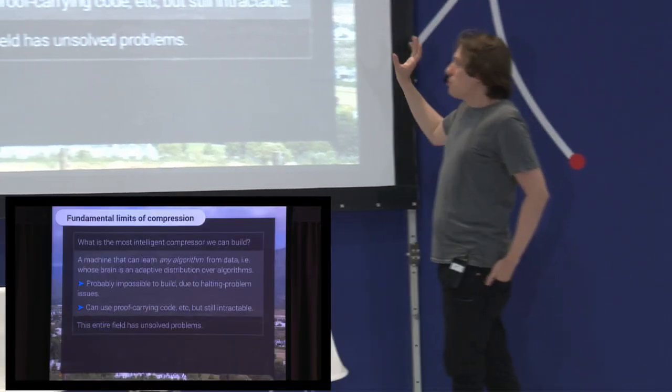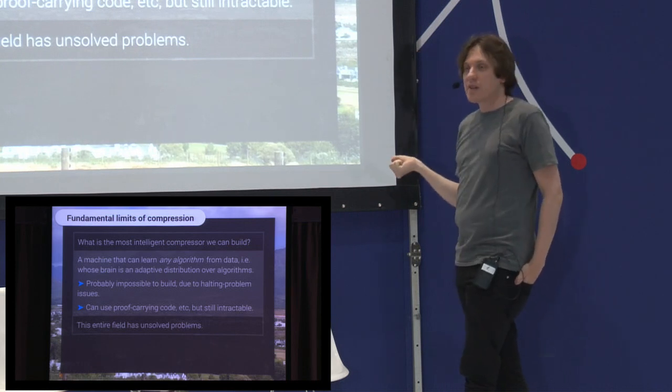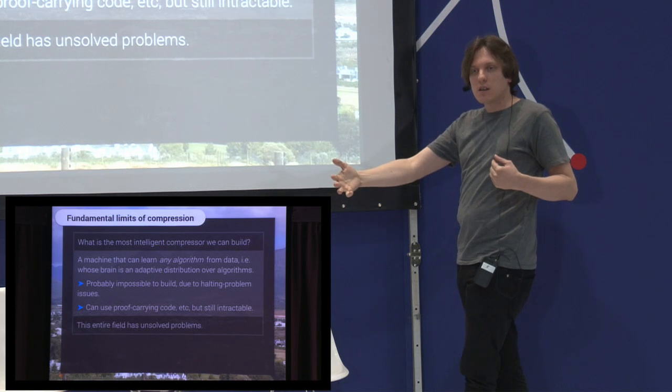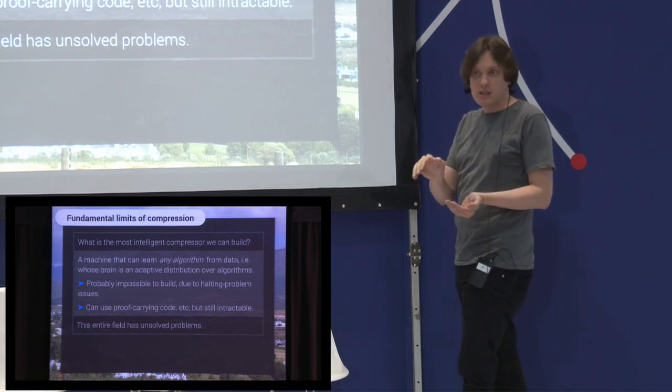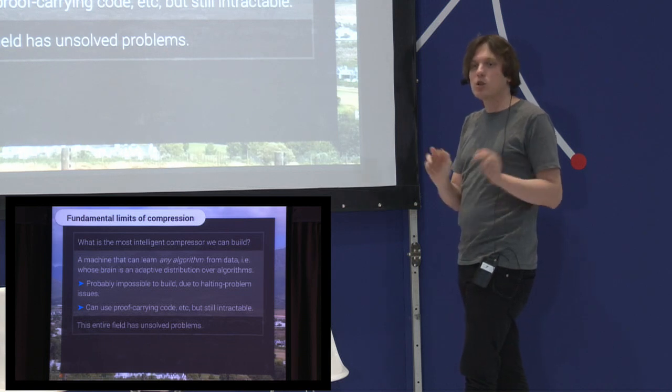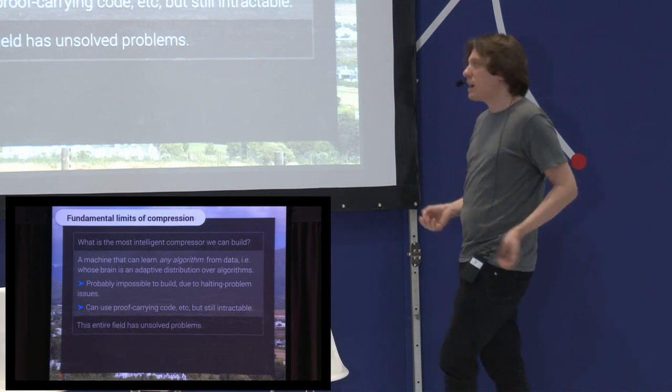So that would be most likely a machine that can learn any latent algorithm from data directly. So you feed it any data set, and it would learn a latent algorithm that describes a computable representation, essentially, of that data set. So if you can learn any program, you've built the most intelligent thing in the world. No one knows how to do that yet, unfortunately.